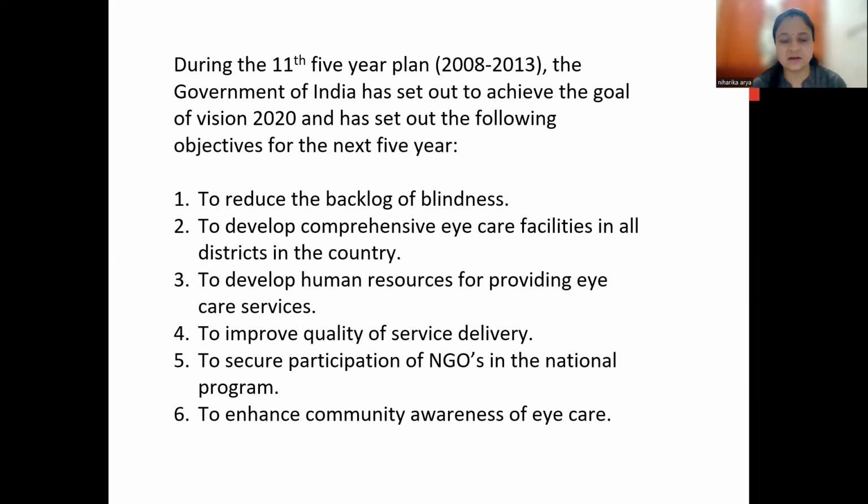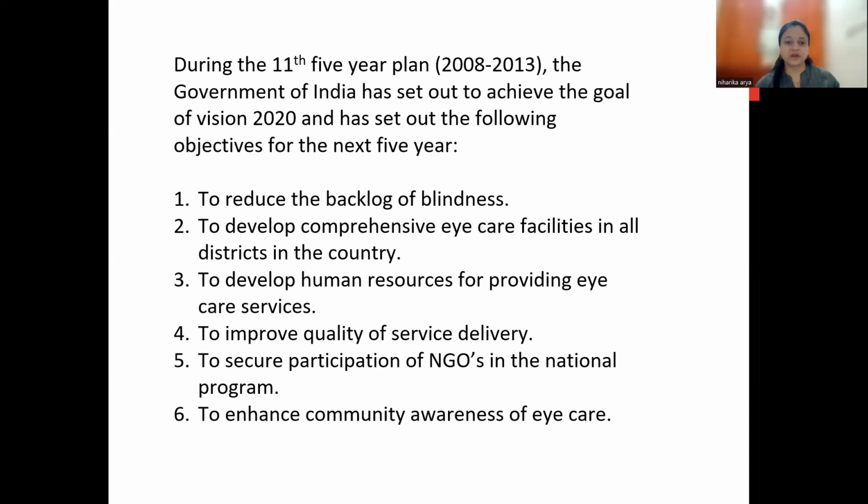During the 11th Five-Year Plan, that is from 2008 to 2013, the Government of India has set out to achieve the goal of Vision 2020 and has set out the following objectives for the next 5 years. First, to reduce the backlog of blindness. So this is important.